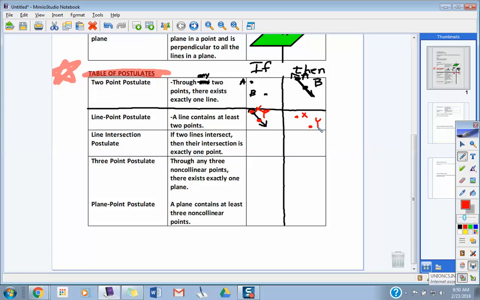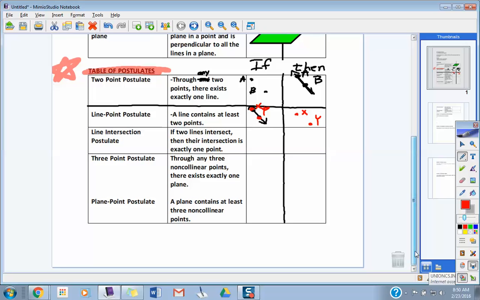All right? So those 2 postulates right here. If you have 2 points, what do you have then? A line. If I switch it around, if you have a line, then you know you have 2 points. Okay? So the 2-point postulate and then the line point postulate are just kind of opposites of each other. Okay? Next one's pretty easy. It's called the line intersection postulate.